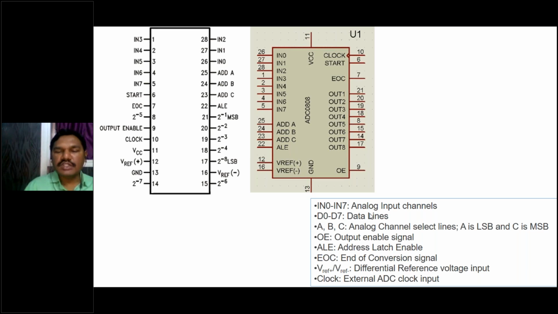D0 to D7 are called data lines, and ABC are called analog channel selector lines. OE is called the output enable signal. ALE is called address latch enable. So here these addresses can be enabled by using this ALE, called address latch enable.